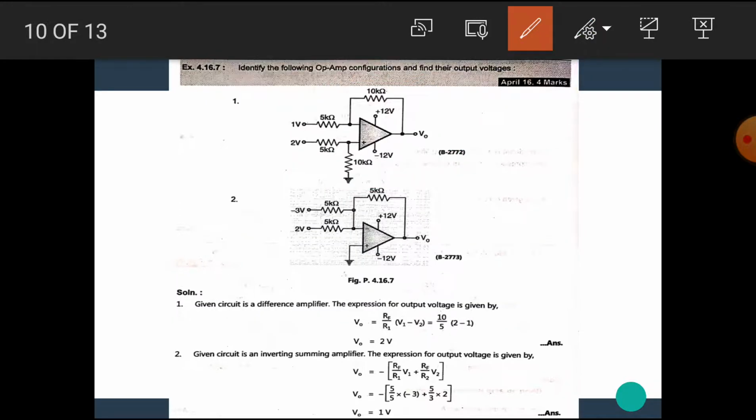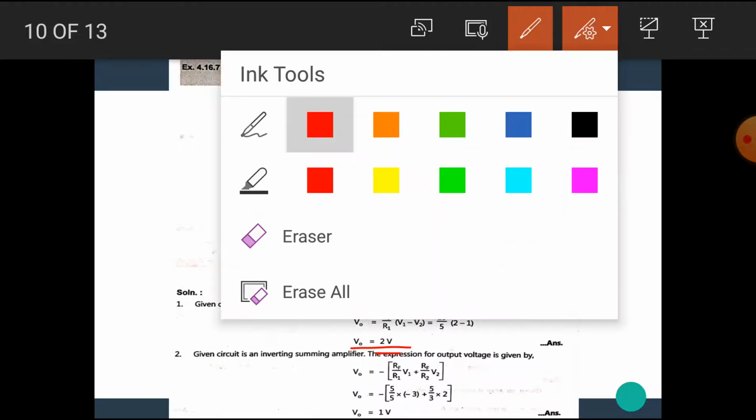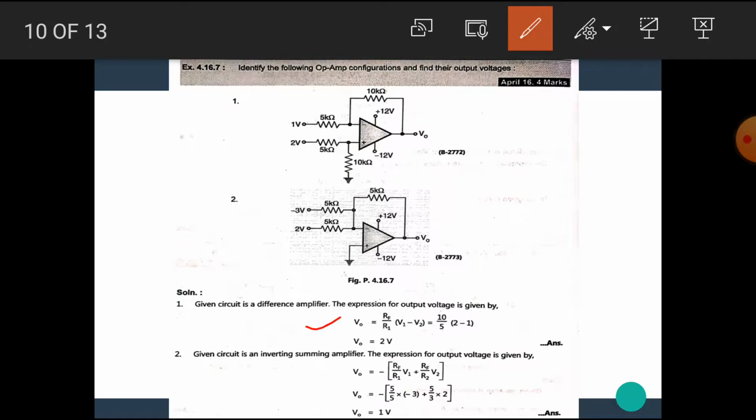We know that the gain of difference amplifier is given by Rf upon R1. Here Rf is 10 and R1 is 5. Hence we get 10 upon 5 is equal to 2. Okay, 2 is the gain of the amplifier. Now let's see the output expression. V out is equal to Rf upon R1 into V1 minus V2.